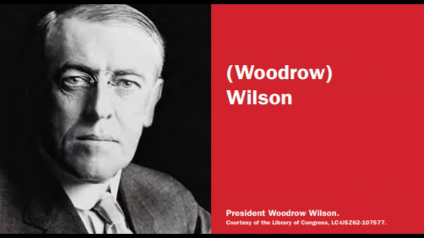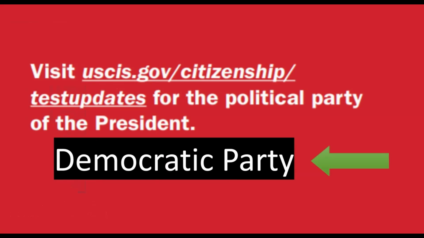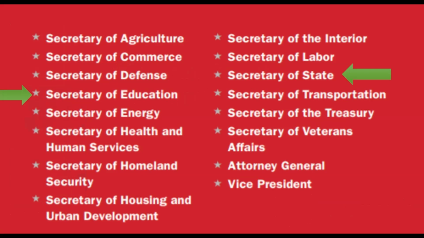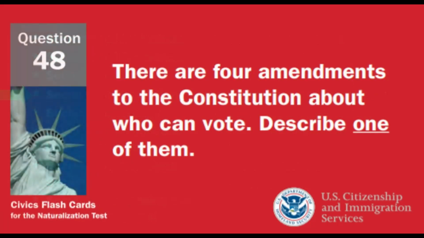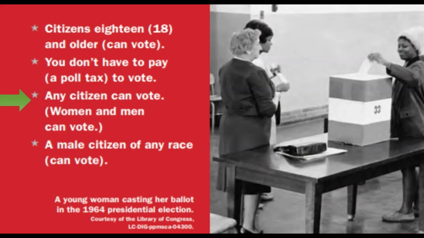Woodrow Wilson. What is the political party of the president now? Democratic Party. What are 2 cabinet-level positions? Secretary of Education and Secretary of State. There are 4 amendments to the Constitution about who can vote. Describe one of them. Any citizen can vote.